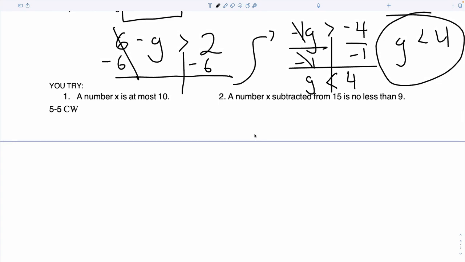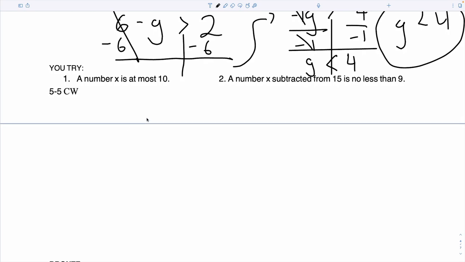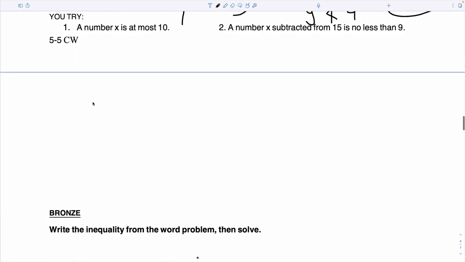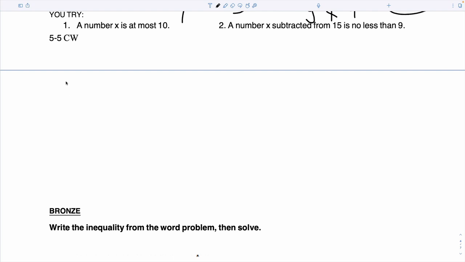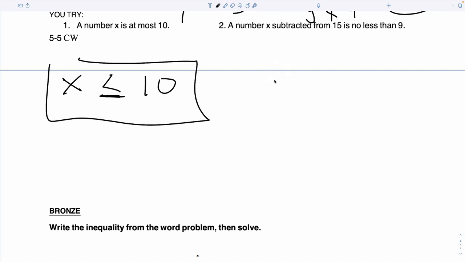Okay, help me set up this first one, Tennyson. How did you write the inequality? That's a good start. If it's at most 10, could I have 10 donuts? If I have at the most, I could have 10. You could also have it equal to, so what do I have to change in the sign? Yeah, it's also an equal to sign. That is your answer.